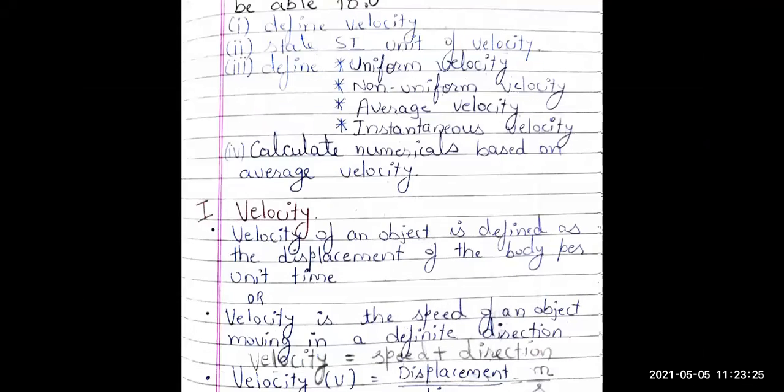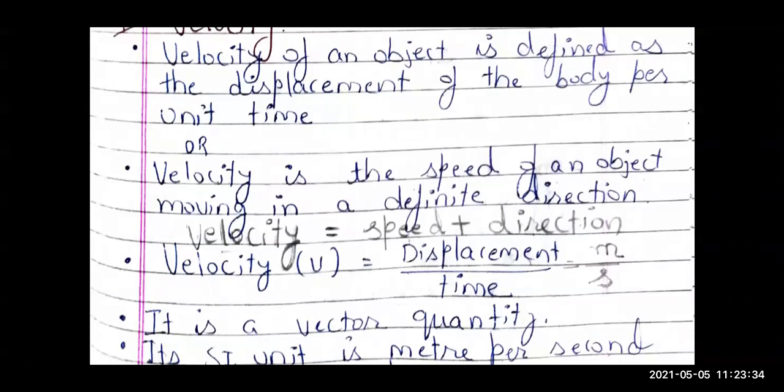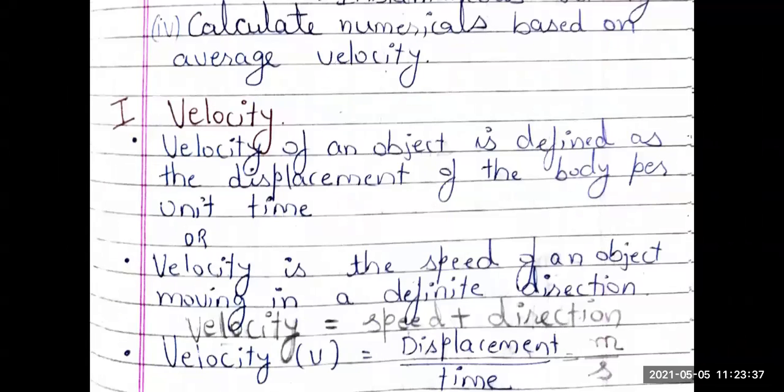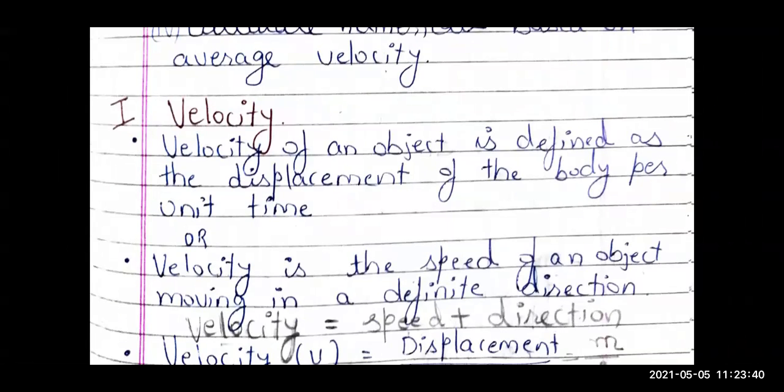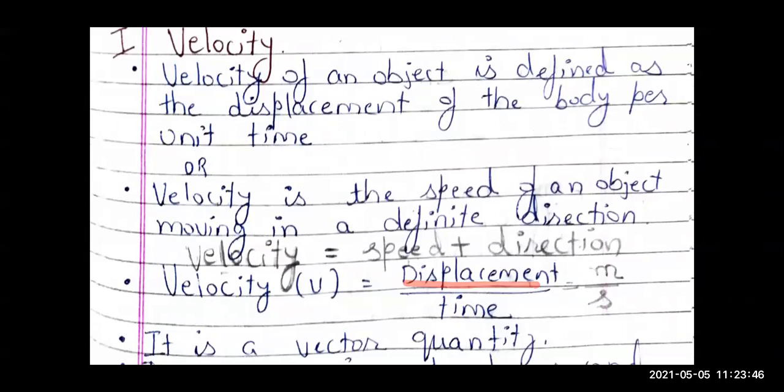So children, velocity is defined as the displacement per unit time. Right? So you can write velocity as displacement upon time. Okay. Now you know displacement is a vector quantity. It requires direction. So it means velocity also should be a vector quantity and it should also require direction, right? So velocity is speed plus direction.